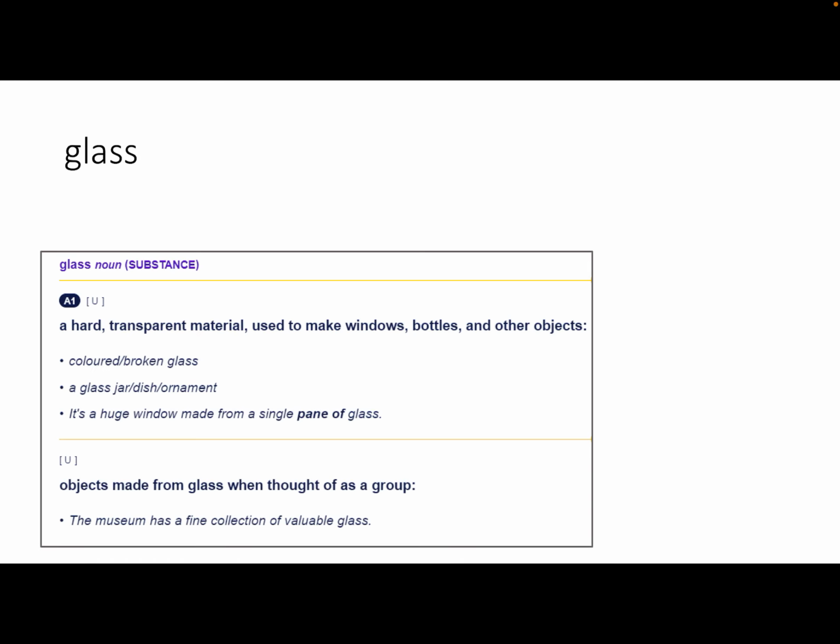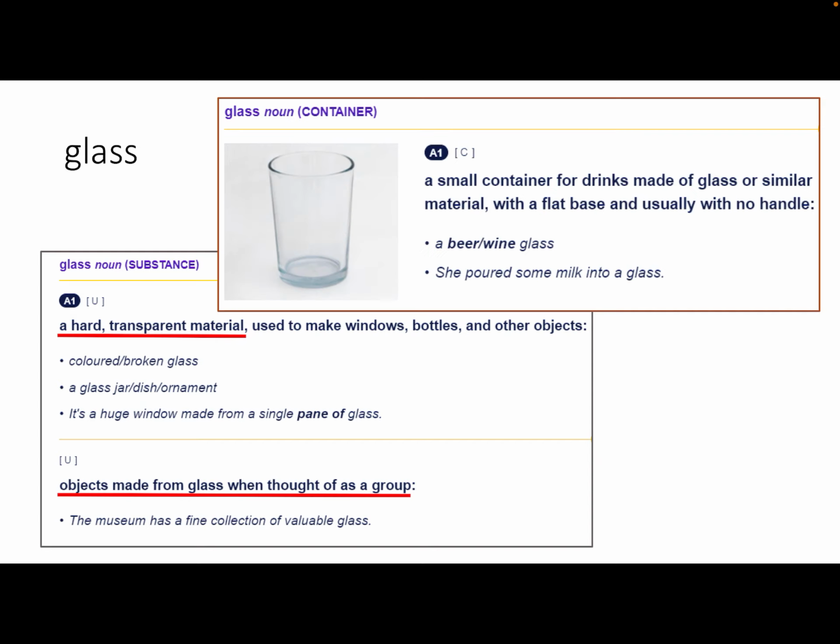You can also find different meanings of the noun glass. Glass is an uncountable noun when you refer to the transparent material and the objects made from glass when thought of as a group. However, it is a countable noun when you refer to a small container made of glass with a flat base and usually with no handle. That's why we would say, "Can I have a glass of juice?" instead of "Can I have glass of juice?"